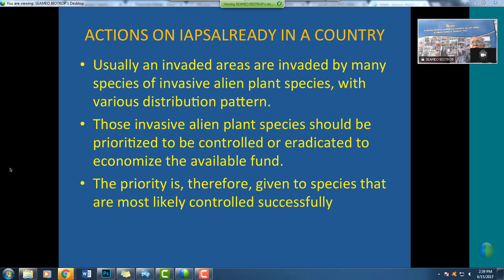And this is action on invasive alien plant species already in the country. Usually, invaded areas are invaded by many species of invasive alien plant species with various distribution patterns. And those invasive alien plant species should be prioritized to be controlled or eradicated to economize the available fund. The priority is therefore given to species that are most likely to be controlled successfully.